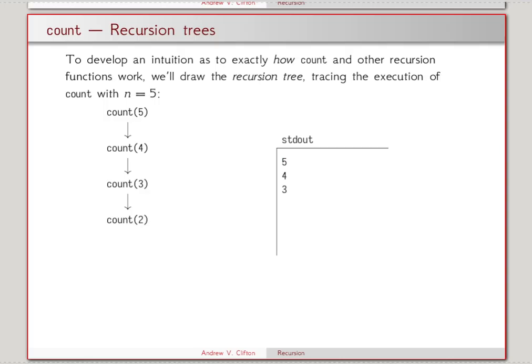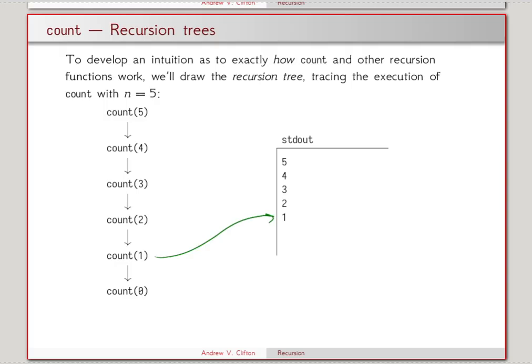So the process repeats. Count 3 is going to print the 3 and then call count 2. Count 2 is going to print 2 and then call count 1. Count 1 is going to print 1 and then call count 0.